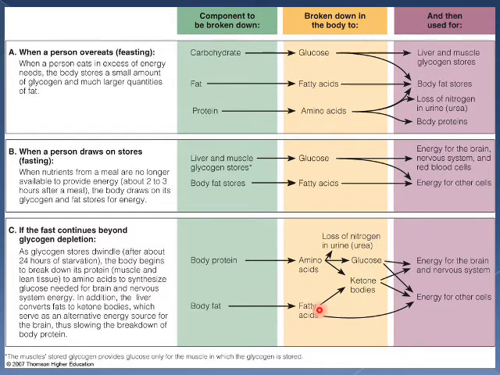So the fatty acid fragments, the 2 carbon fragments, are converted to ketone bodies. And ketone bodies are small carbon compounds that can then be used to also fuel the brain and the nervous system. It can be used for energy for other cells too. So that's how people can have some energy when they're fasting. They get it from the ketone bodies. It's not a very efficient source of energy, but it is a source of energy.